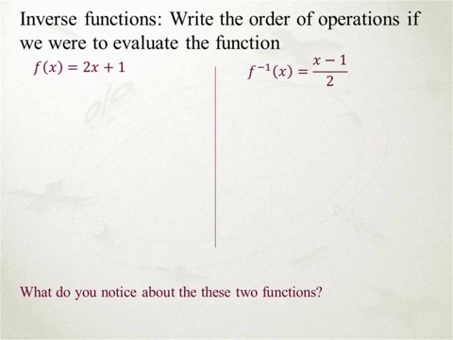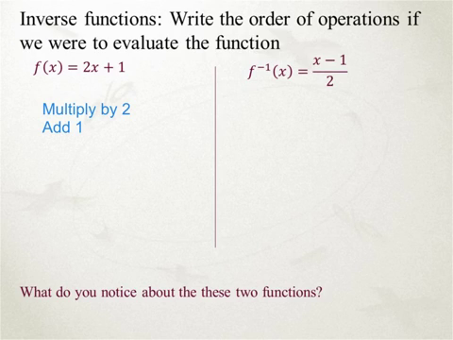So to give you an example, on the left I have a function, and then on the right hand side there's the inverse function. And we just want to think about the order of operations if we were going to evaluate these functions. So take a second, and I want you to list all the steps in that first left-hand function. What would you do if I was substituting in a number for x? What are the things that you would do to it? So you should have said that first you would multiply by 2, and then you would add 1, and that's just following the order of operations.